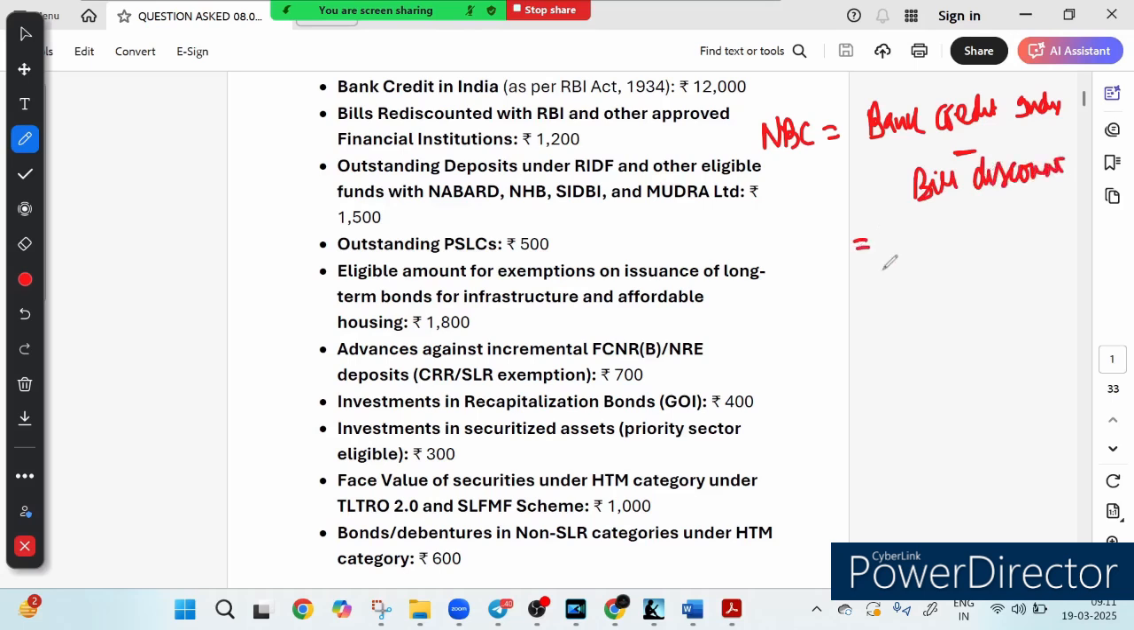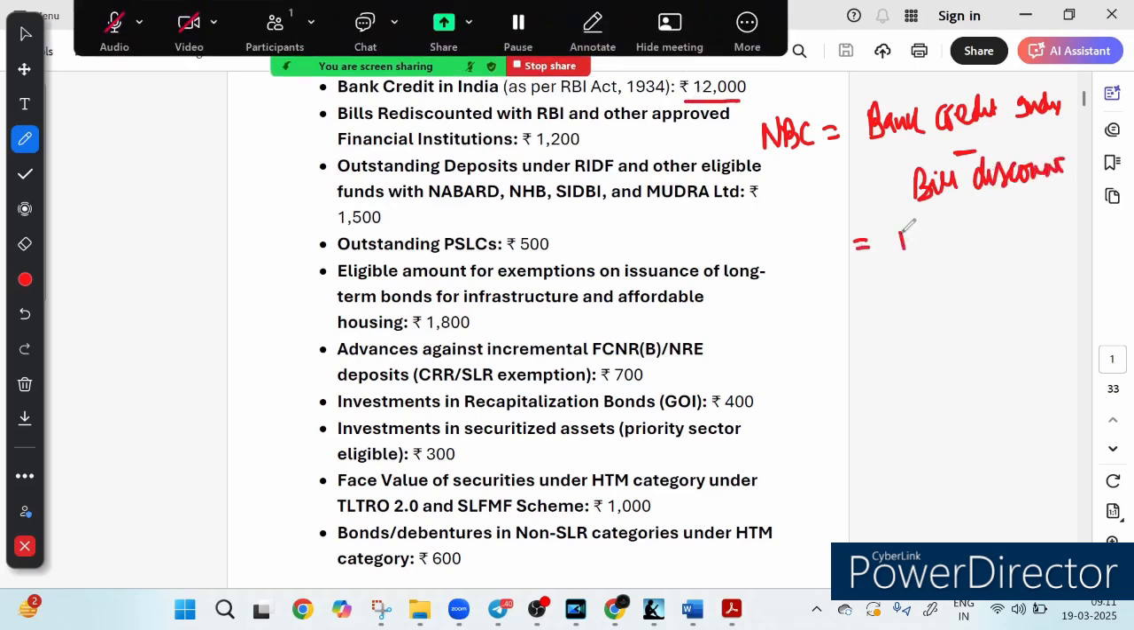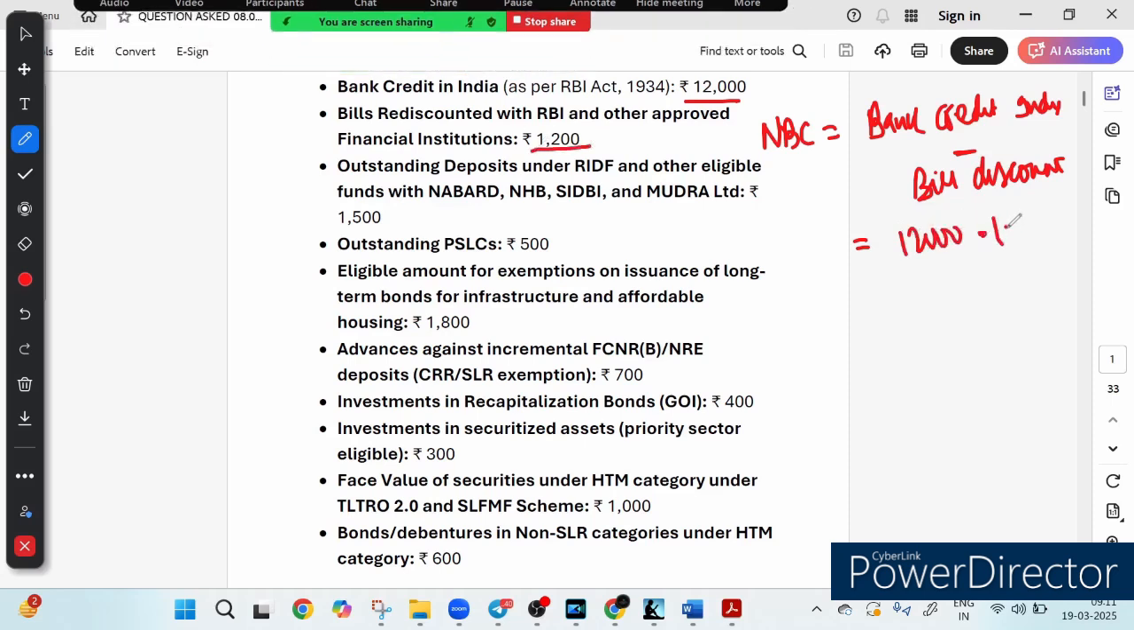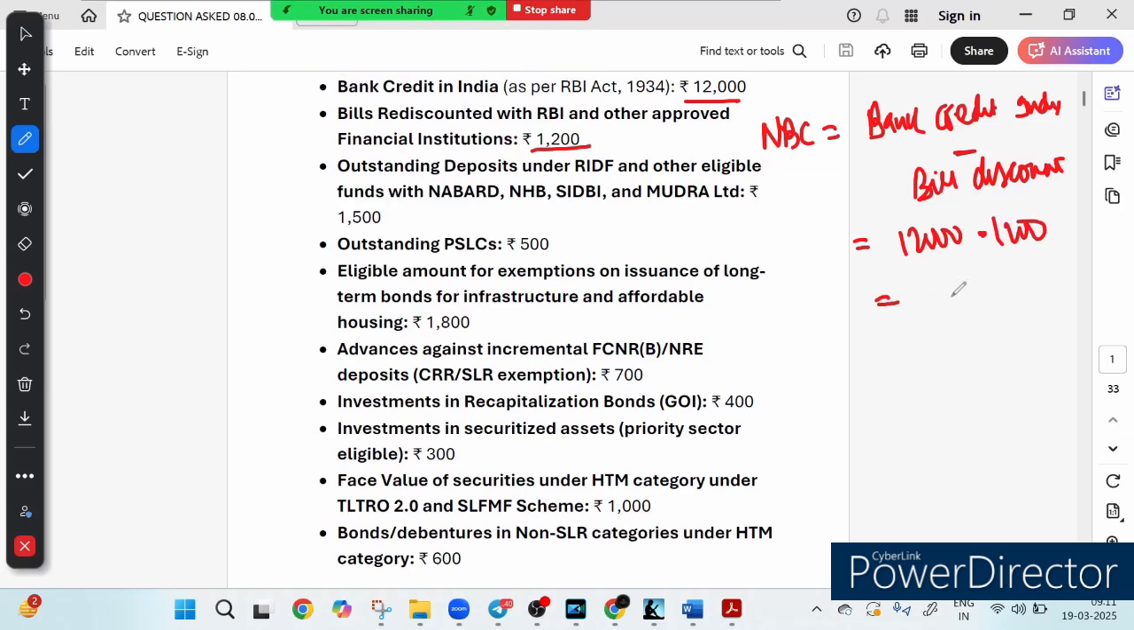Now please tell me what is the bank credit in India? It is 12,000. And what is the bill discounted? It is 1200. So just subtract it. This will give you 1800 crore. Now think of this as NBC, net bank credit. Think of this as the bank's net lending after excluding the credit it has already sold or rediscounted with other financial institutions.